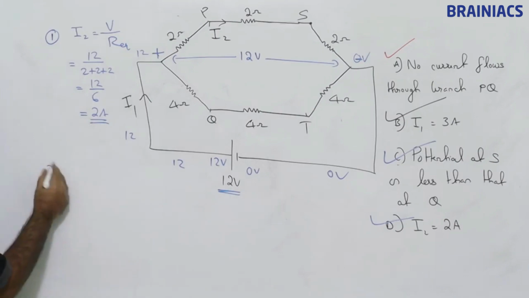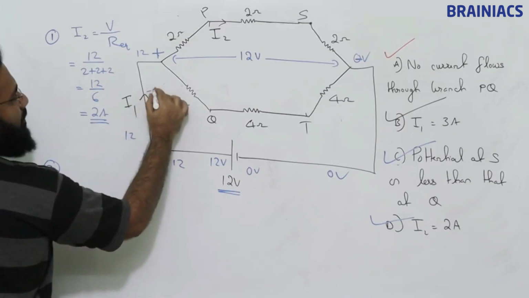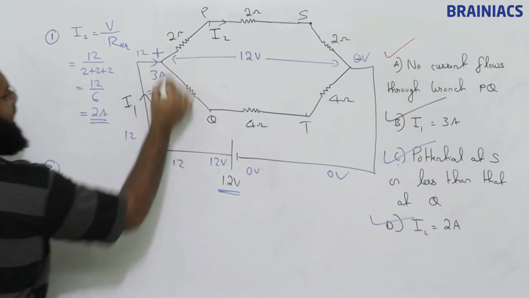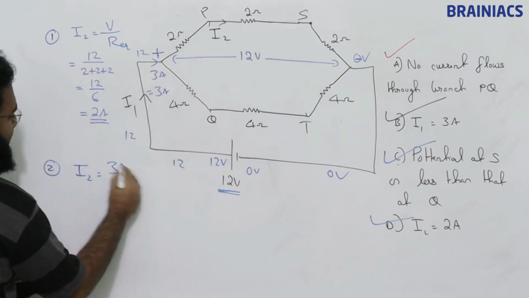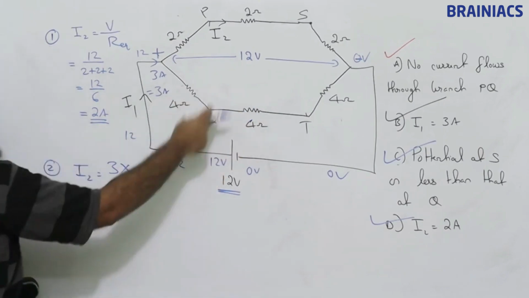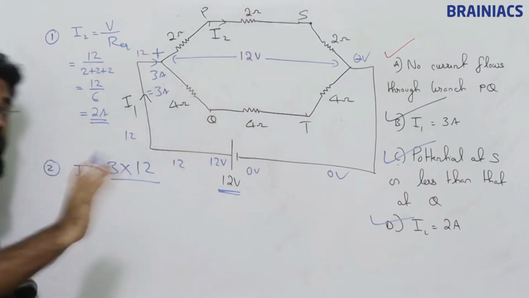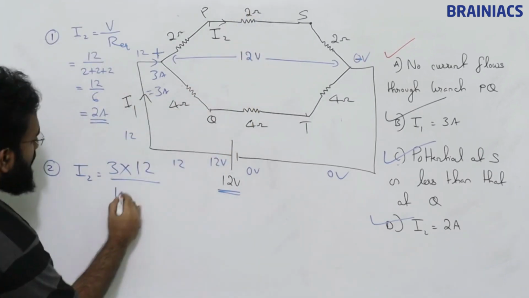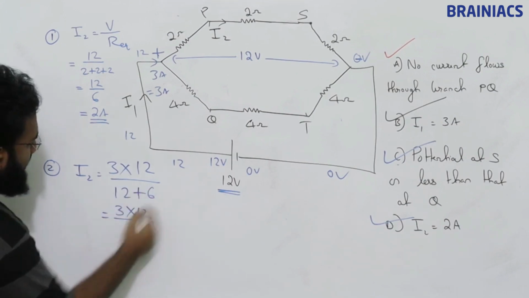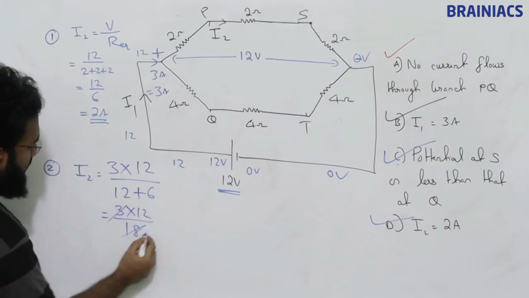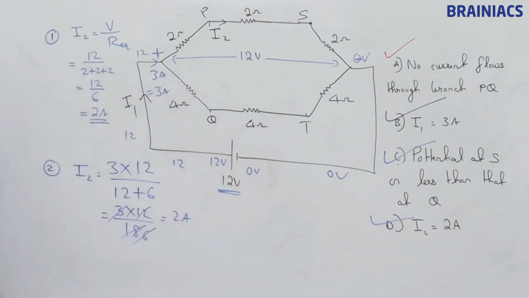That is one method. Another method is the current division rule. What is I1? I1 is 3 ampere, already we found. So to find I2, what do we need to do? Main branch current 3 into opposite branch resistance 4 plus 4 plus 4 is 12, divided by this resistance plus this resistance. We have studied the current division rule. So 12 plus 6. So this is 3 into 12 divided by 18, which is going to be 6. This cancels, we get 2 ampere. So this is method number 2.